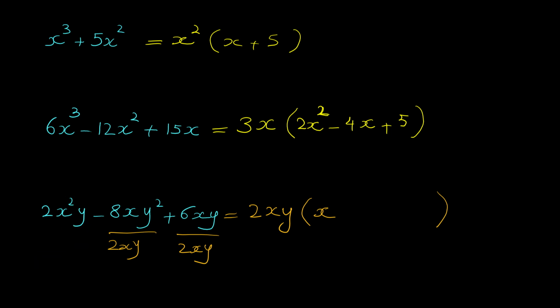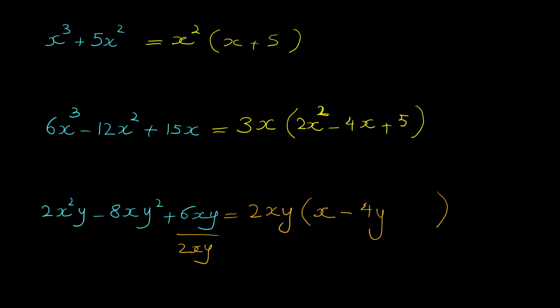Try to find the next term. What is the answer of -8xy to the 2 over 2xy? x with x cancels. 8 divided by 2 is 4. y to the 2 over y is y. So finally, what is the answer? Negative. Don't forget you have a negative. Negative 4y.